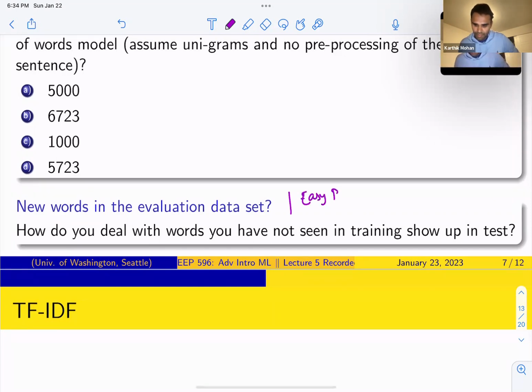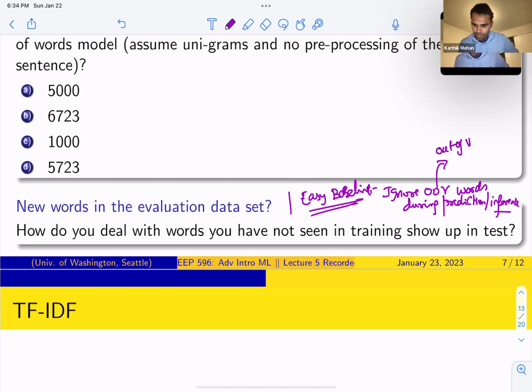So the easy baseline. Baseline refers to the starting model. So the easy baseline here is to just ignore out of vocabulary words during prediction or inference. Inference is just another name for prediction.